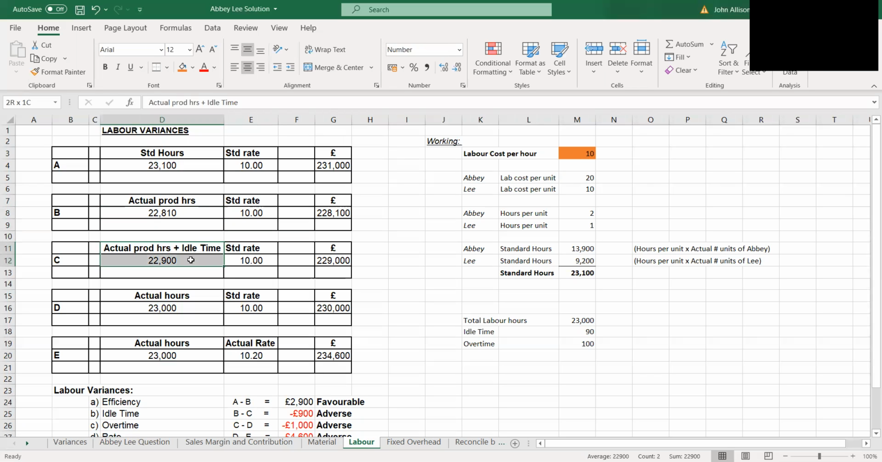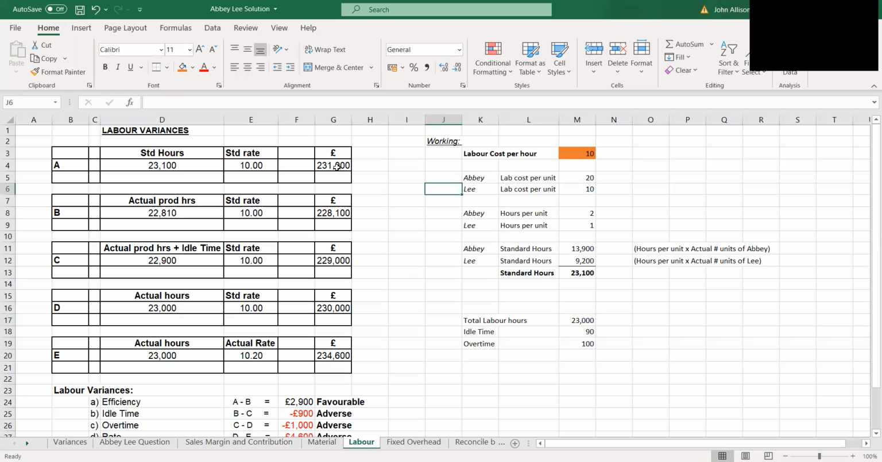Next one then is going to be actual production hours plus idle time. So the actual production hours plus idle time is going to be the 22,810 plus the idle time. Then the actual number of hours that we actually paid people for is going to be the 23,000. So that gives us all the numbers here. And again, we just multiply through to get these values here.